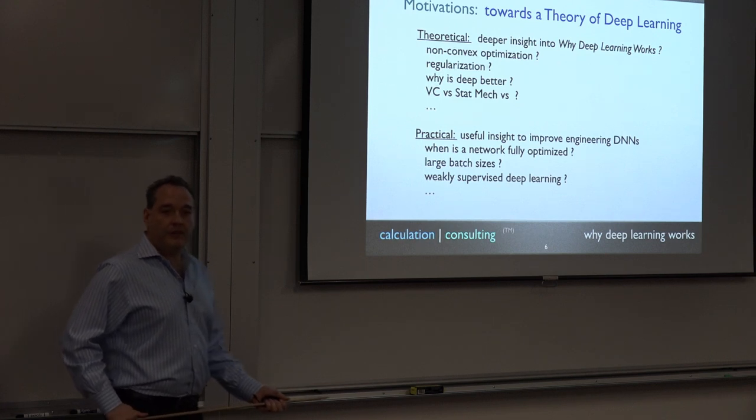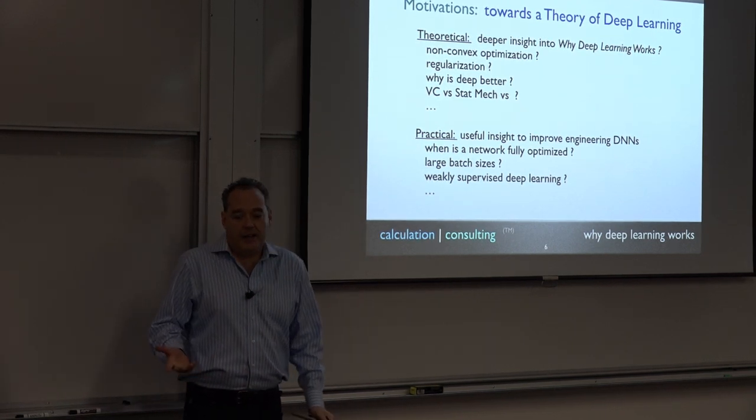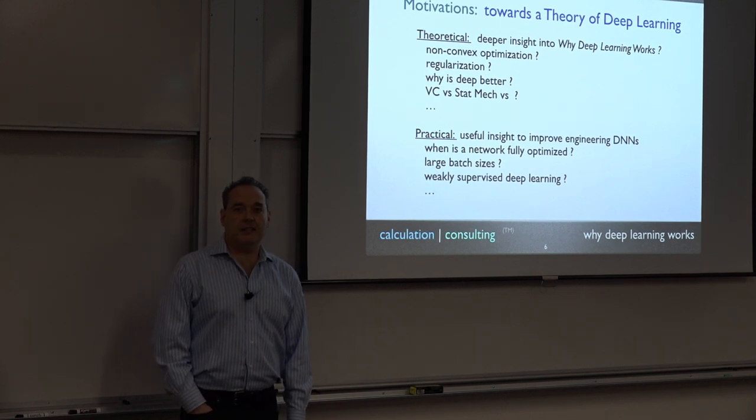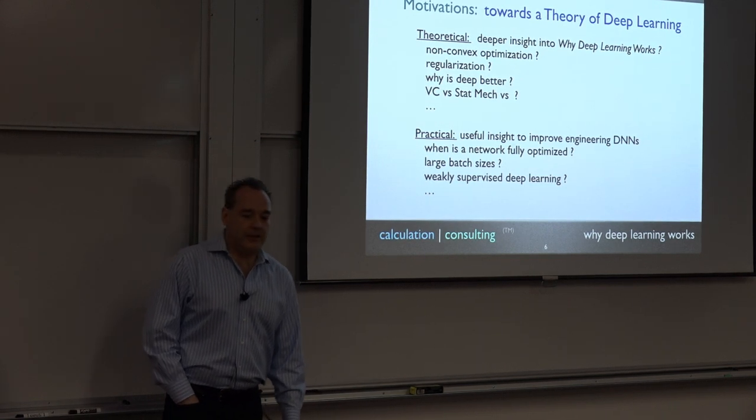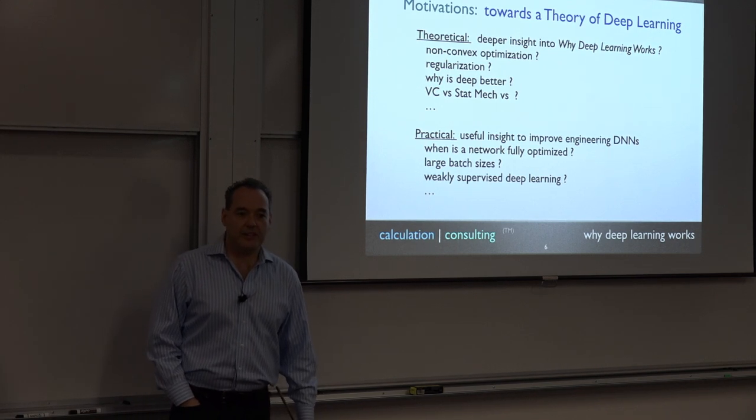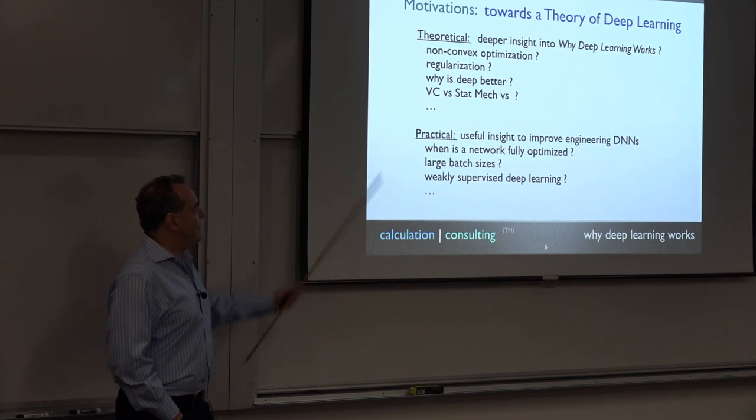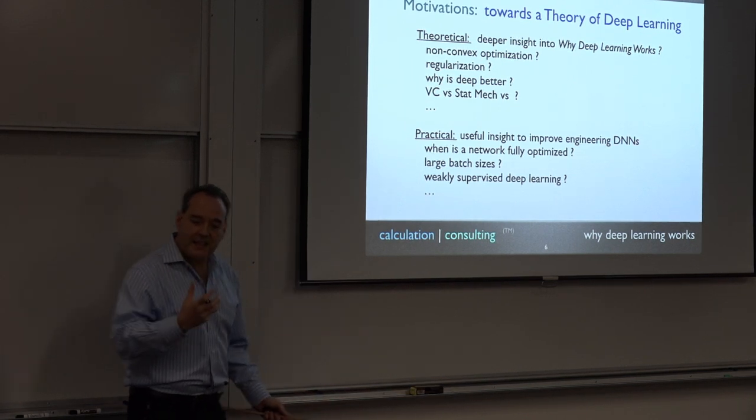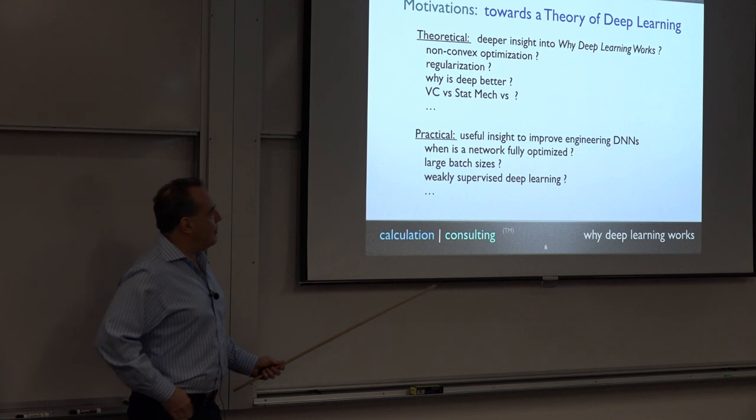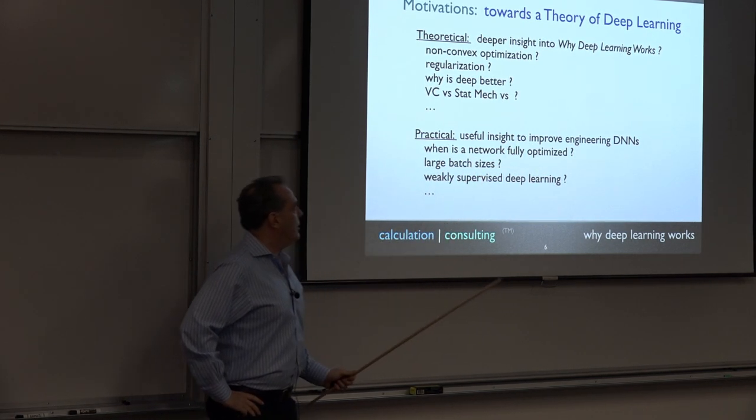From a practical point of view, I look at something like VC theory and I go, okay, how do I use this with a client? Clients, what do you mean? When you're a physicist and you have a theory like Maxwell's equations or Newton's equations, you use that theory. You use it to do things. And I always felt that these theories are missing something, that I can't really use them. So I want to ask, how can we provide useful insight to improve engineering?